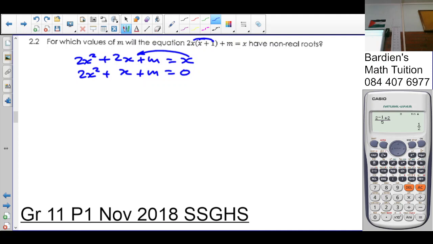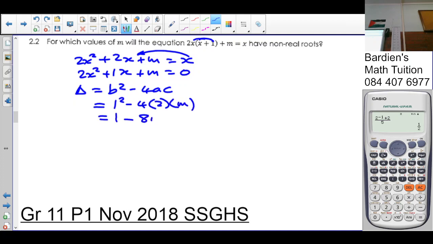So we said that we need to work out delta, which is b squared minus 4ac. Nature of roots depends on delta. What's your b value here? 1. So it's 1 squared minus 4. Your a value is 2. And your c value is m. So this simplifies into 1 minus 8m.